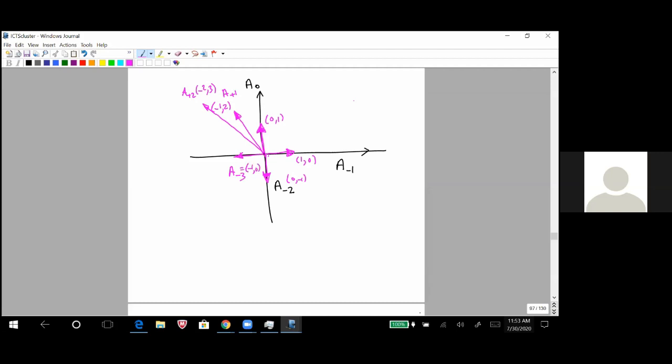And then similarly, they would just start getting longer. So in this direction, I'd have A minus 4, and this one would be minus 2 comma 1. And then the next one, A minus 5, would be minus 3 comma 2. And they would get longer and longer, but they would asymptote to this direction. Okay, so there's this direction where the first integer point along that direction is minus 1, 1.